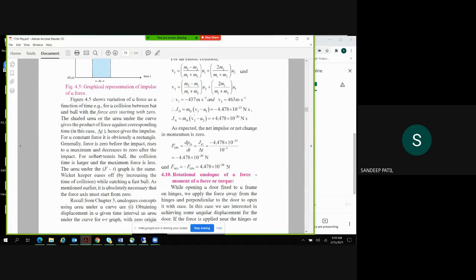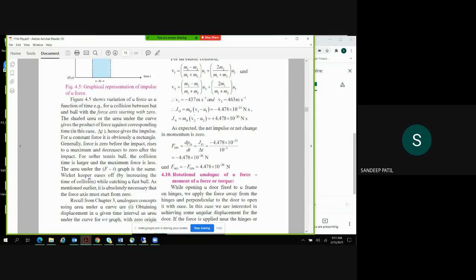So we see that there is more time while impacting, so the maximum force is less. We may not see the more force, but the time of contact will be more. The area under the F-T graph is the same. So we know that if we hit a tennis ball, or a very hard cricket ball, the impulse is the same.